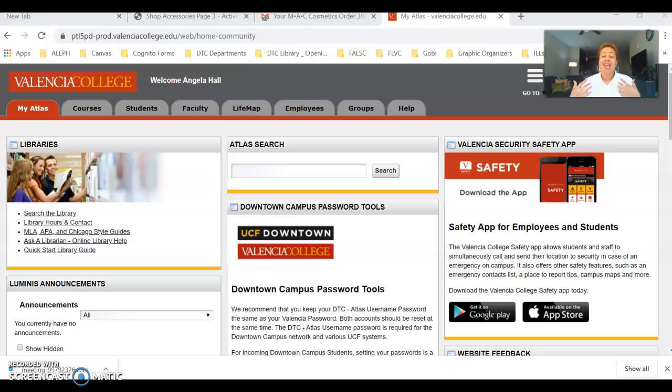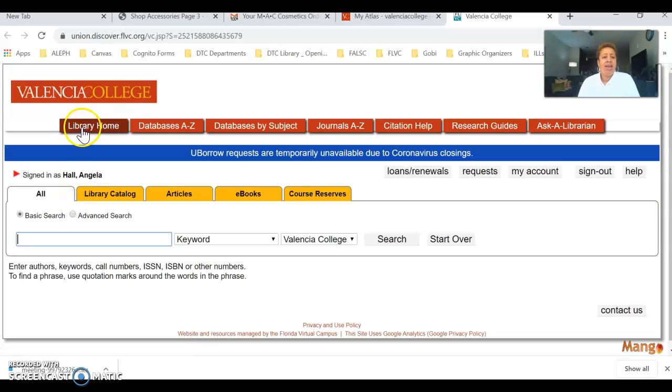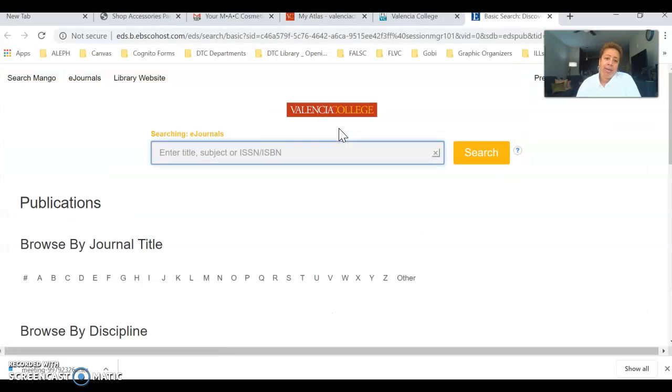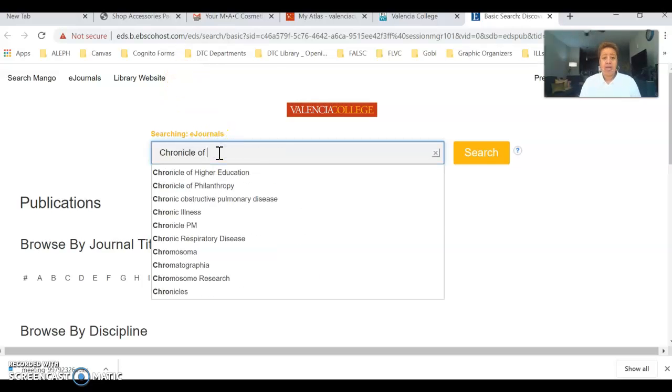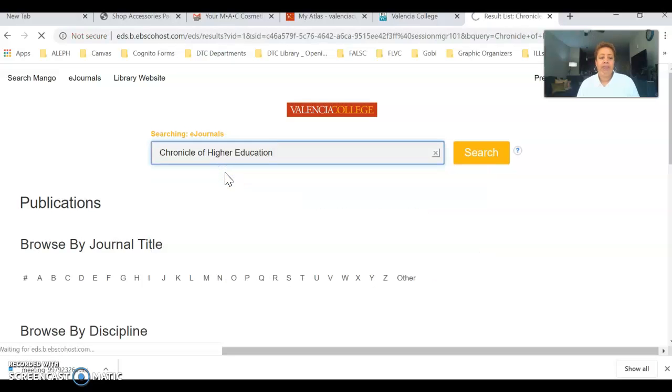So, first thing you need to do is log into Atlas. And once you're logged into Atlas, click on Search the Library. I call this a ribbon. So from this ribbon, you want to select journals A to Z. And we're going to search by this specific journal title. So we just type in Chronicle Higher Ed and it starts to populate, and I just select that one.